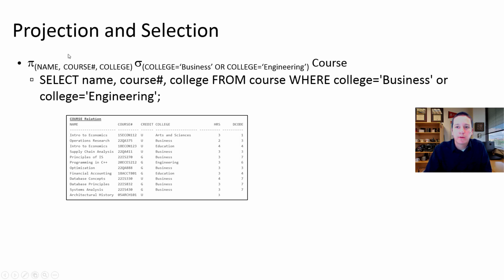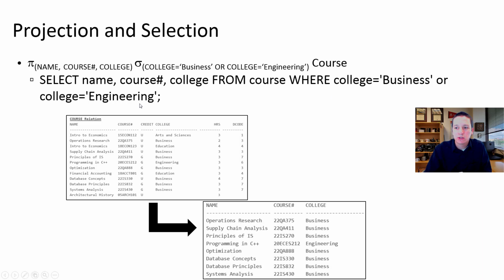So we write the SQL for that as SELECT name, course_number, college FROM course WHERE college = 'business' OR college = 'engineering'. And so now we get a new relation with a reduced degree, only the three attributes that we projected, as well as a reduced cardinality, with only the tuples that match this Boolean expression.